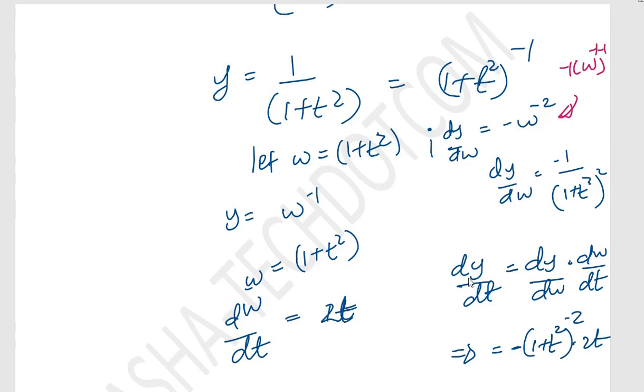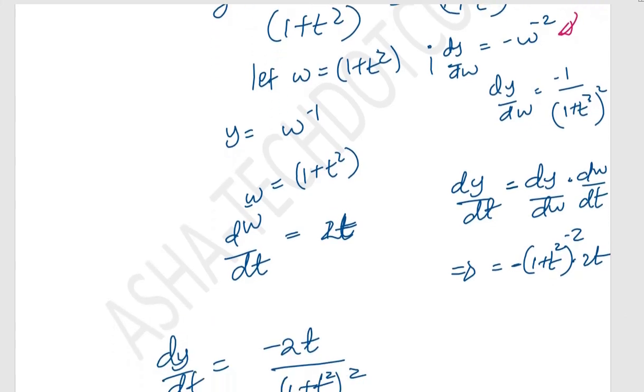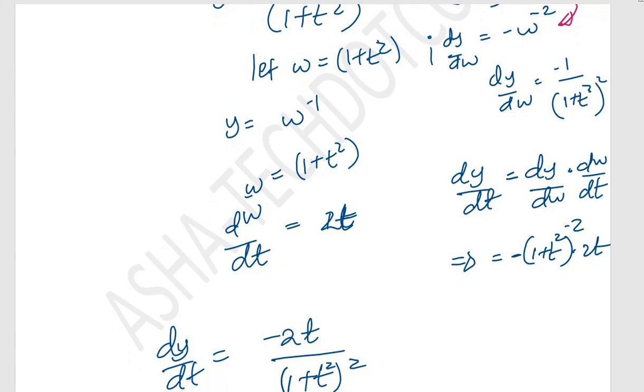Now what about if we want dy/dt? It will be dy/dw times dw/dt. So we are going to use that expression. We know dy/dw as negative 1 over 1 plus t squared to the power 2, then multiply by dw/dt, which is 2t. So it means dy/dt will equal negative 2t divided by 1 plus t squared, everything squared.